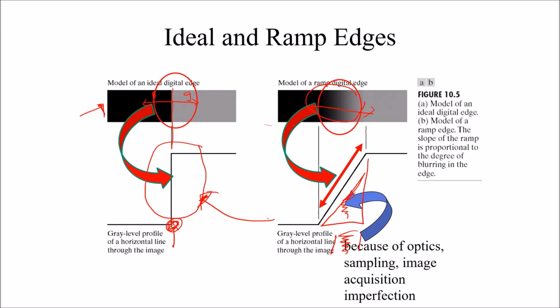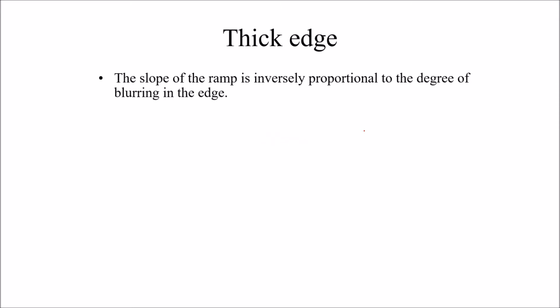This happens because of many reasons, one of them being the optics, sampling, or image acquisition imperfection. For the thick edge, the slope of the ramp will be inversely proportional to the degree of blurring in the image. The meaning of this sentence is that if the slope of the ramp is very steep, you will have a very thin edge. However, if the slope of the ramp is very flat, you will generate a very thick edge.